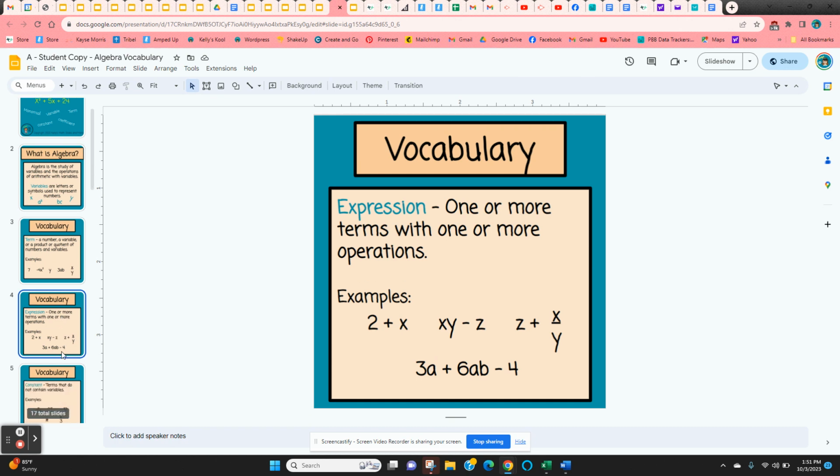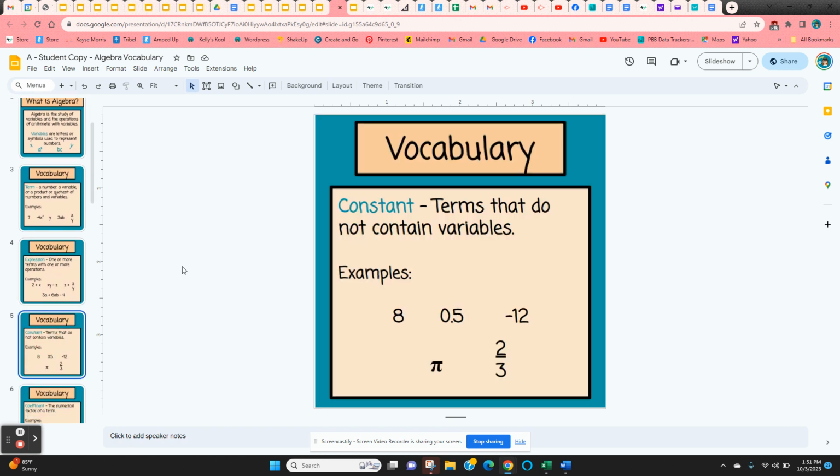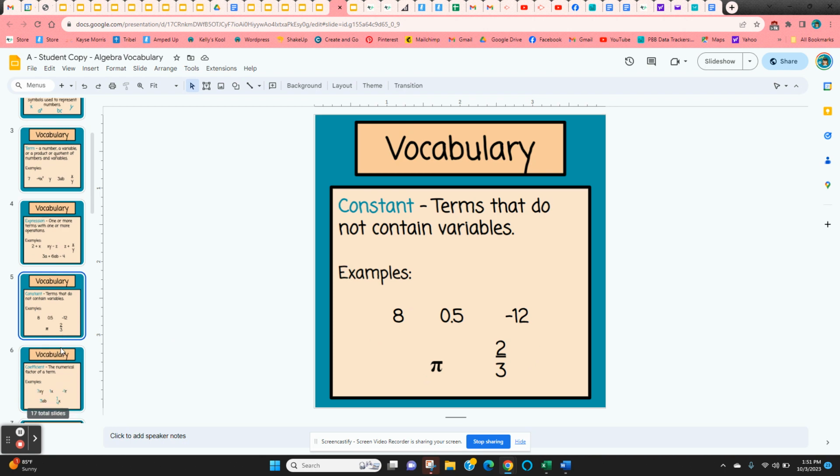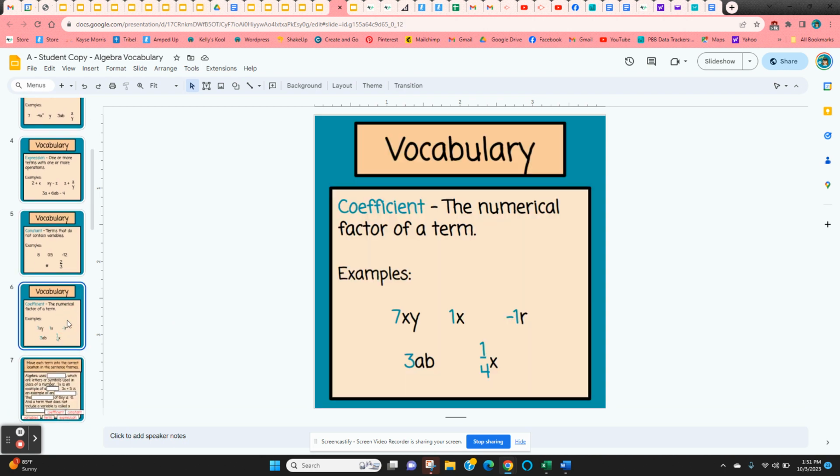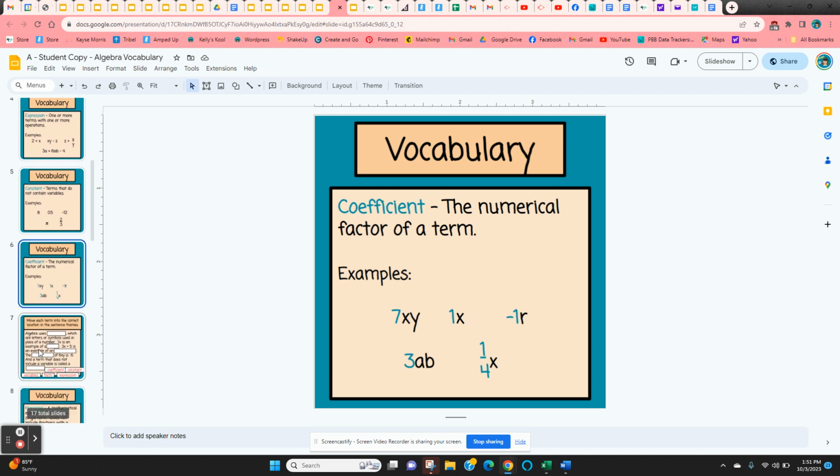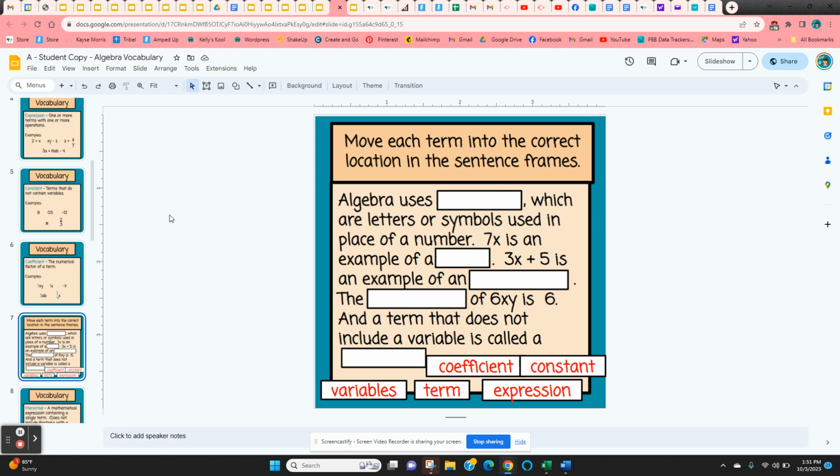It's called an expression. A constant is a term that does not contain variables. So here you can see there are no variables. Those are all constants. A coefficient is the numerical factor of a term, which means it's a number that's multiplied by variables. So it's the number portion, in blue. Those are the coefficients.